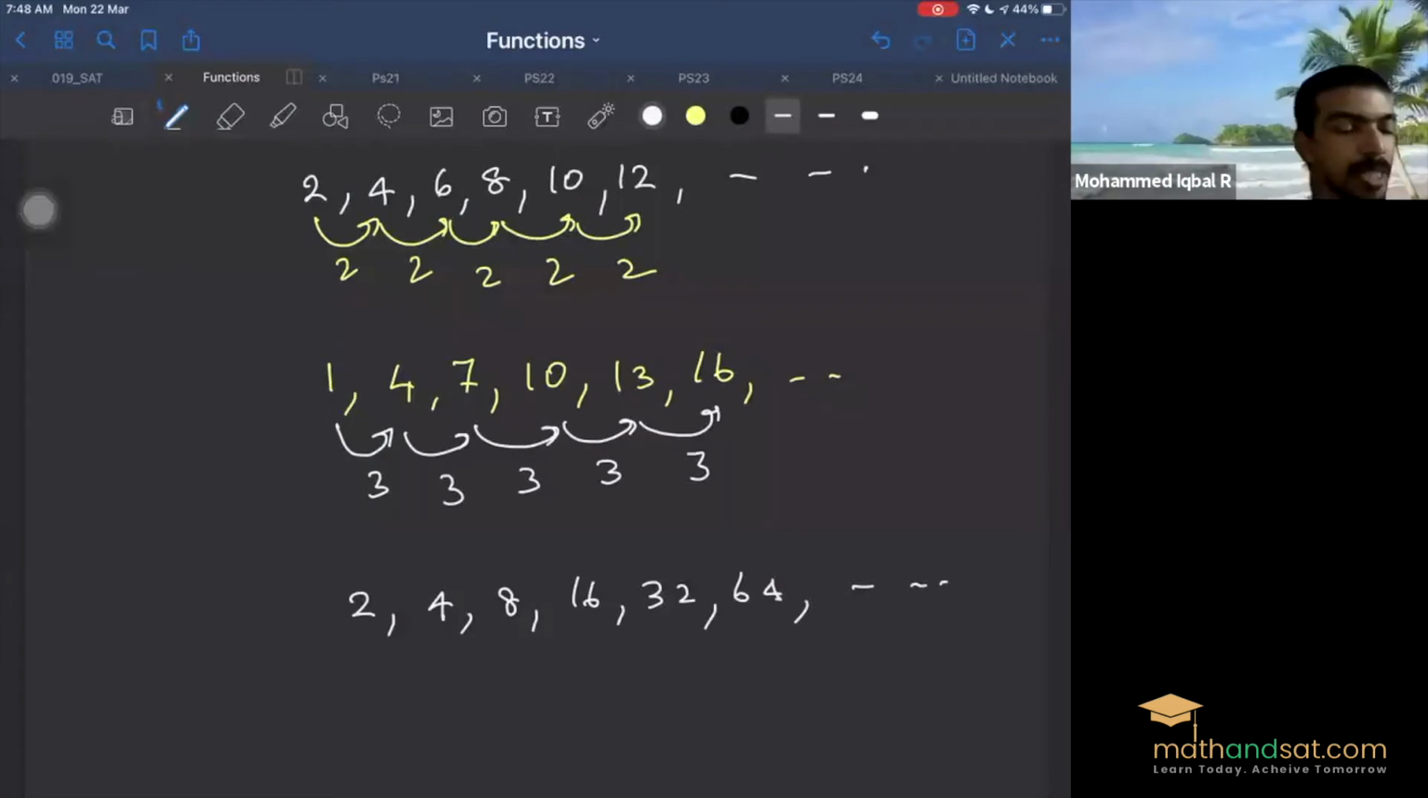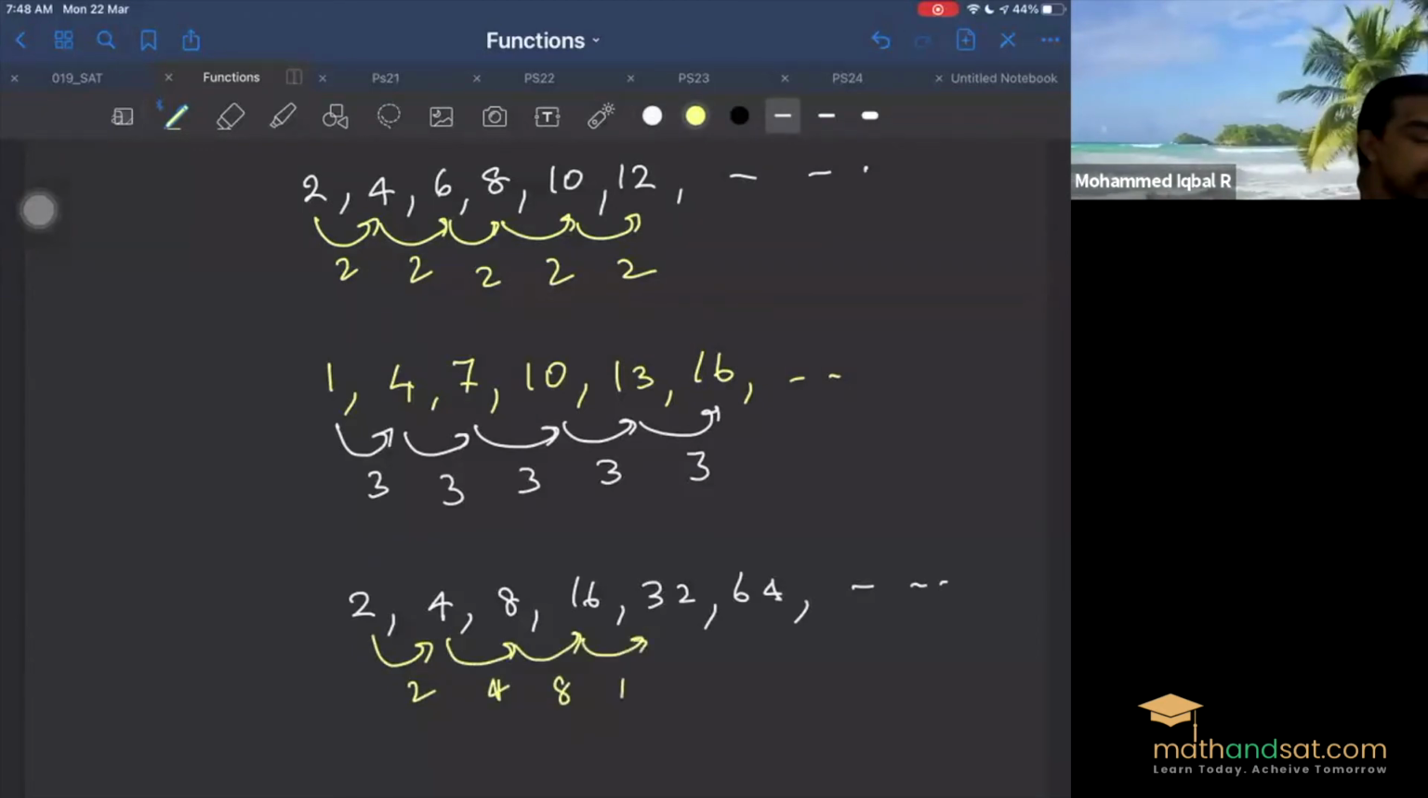2, 4, 8, 16, 32, 64. Is that an arithmetic sequence? No. Why? The difference between consecutive terms is not the same. Here it is 2, here it is 4, here it is 8, here it is 16, here it is 32. The difference between consecutive terms is not a constant. So it is not an arithmetic sequence.